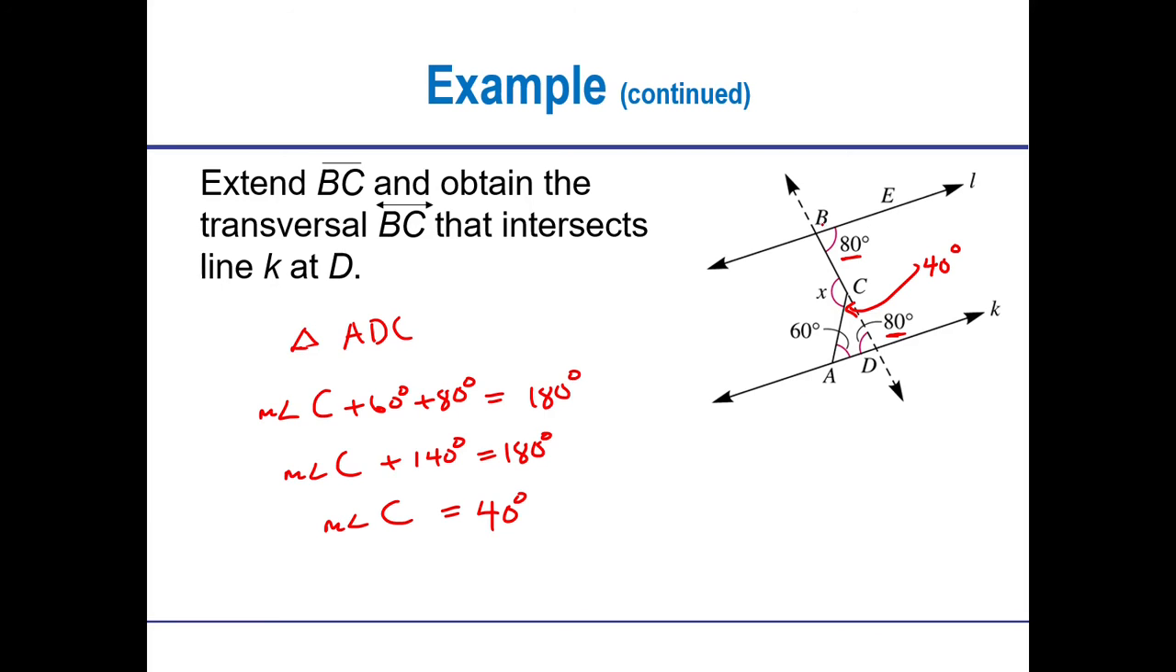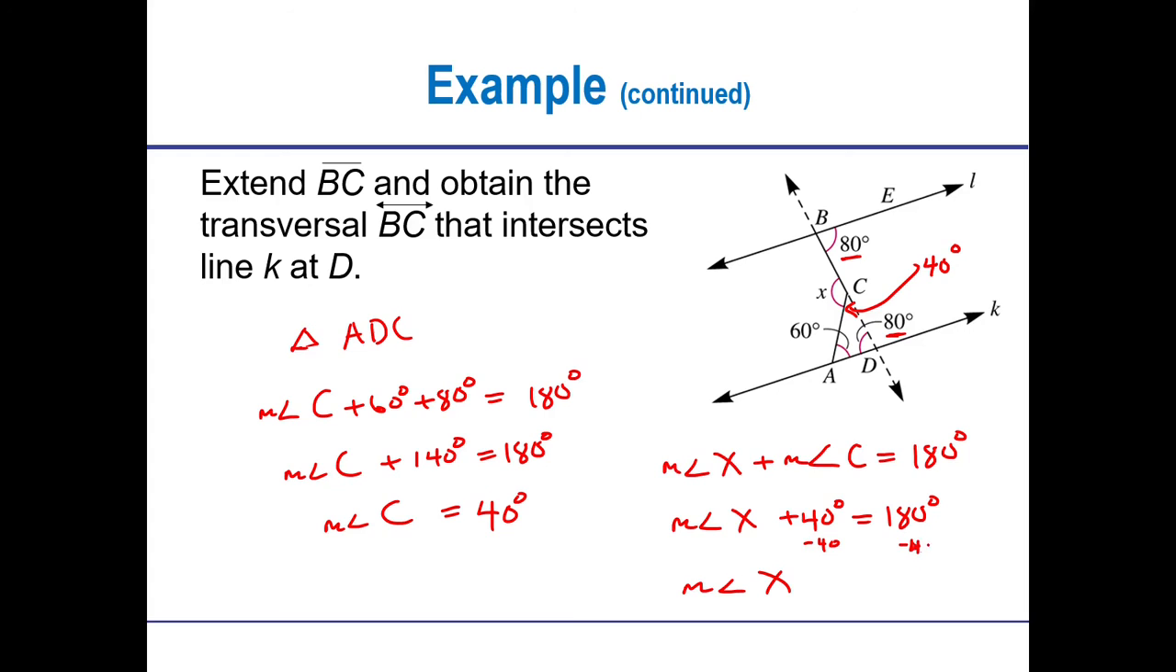The line BCD forms a straight angle. So the measure of angle X plus the measure of angle C is equal to 180 degrees. We know the measure of angle C was 40 degrees, so the measure of angle X plus 40 degrees is equal to 180 degrees. Therefore, the measure of angle X is equal to 140 degrees.